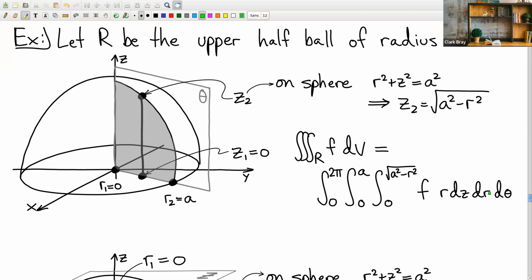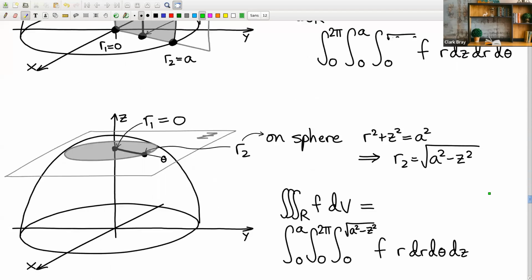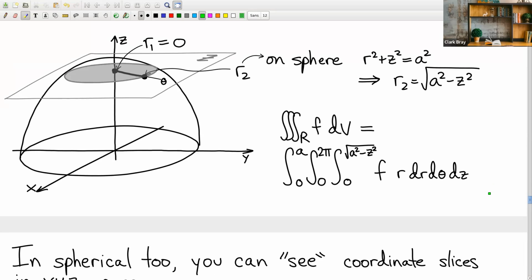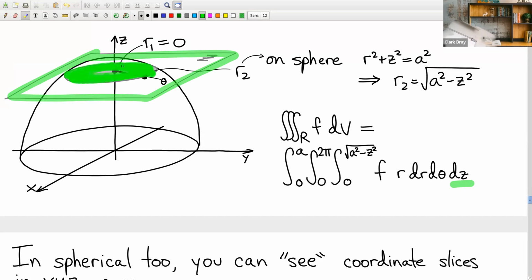Okay, so let's do the other way now. Our other reasonable option, dz on the outside instead of the inside. Here's what z slices look like. A z slice of this ball is a disc.